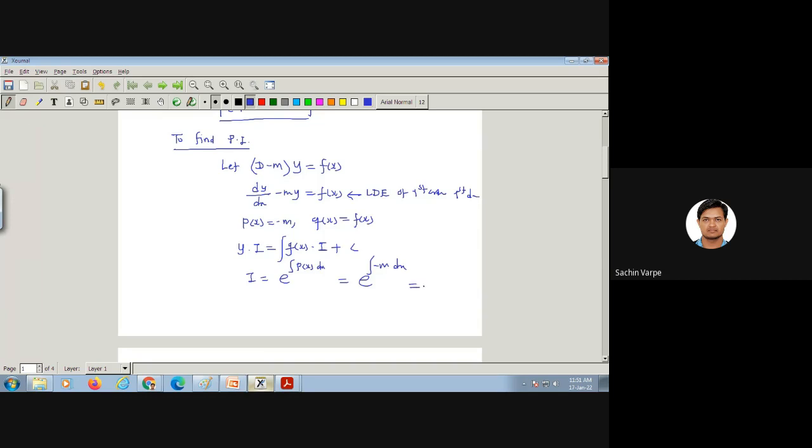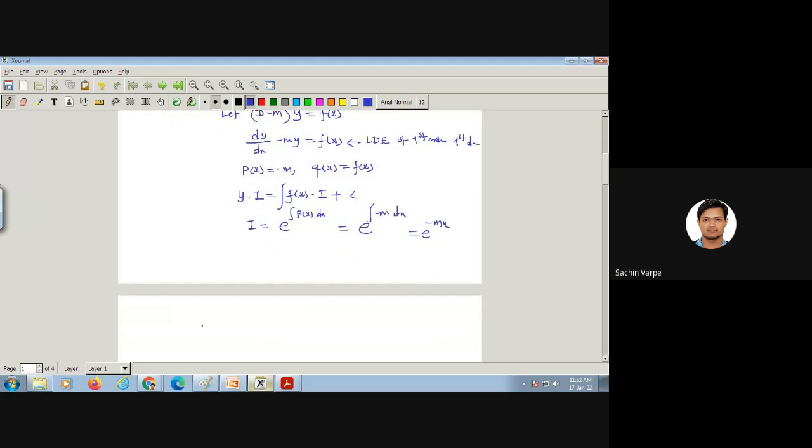That will be e to the power minus mx. So with this, the solution is y, let me write here, therefore y into integrating factor e to the power minus mx is equal to integration of q. What is q? Q is f(x). So f of x into integrating factor, that is e to the power minus mx dx plus constant of integration.